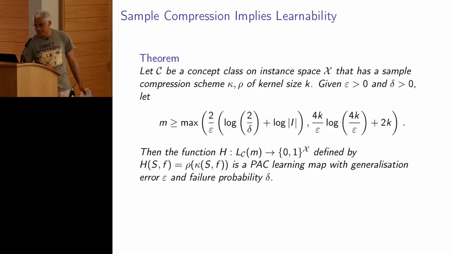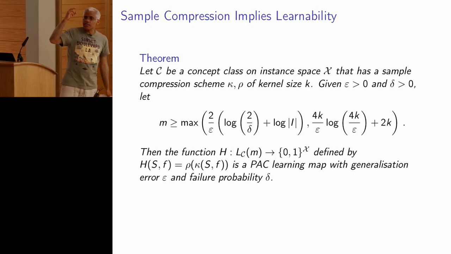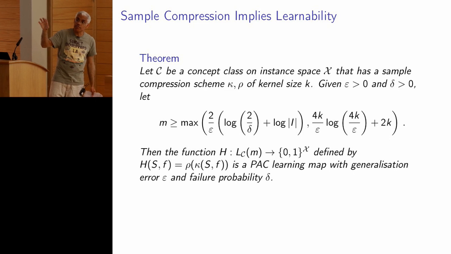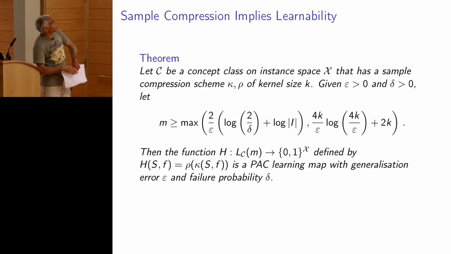In fact, you gave a very eloquent description of this, which I managed to mangle, but that's the correct answer. So just to go back, all these concept classes have sample compression schemes. Now, what's the connection with VC dimension? The connection is that a concept class has a sample compression scheme just in case it has finite VC dimension, just in case it's learnable.